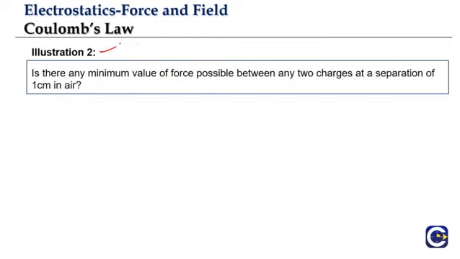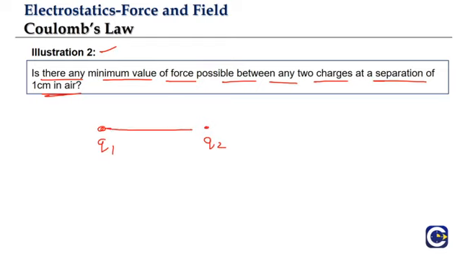Now moving on to the next question. This is a theoretical question. Is there any minimum value of force possible between any two charges at a separation of 1 centimeter in air? So here we are not supposed to get any answer, we just need to comment, is there any minimum value for force? Say for example, I have two charges Q1 and Q2, we don't know what the charge values are, but let us say they are at a separation of 1 centimeter, which will be 10 power minus 2 meter. They are in the air, so K value will be 9 into 10 power 9. This is also SI unit.